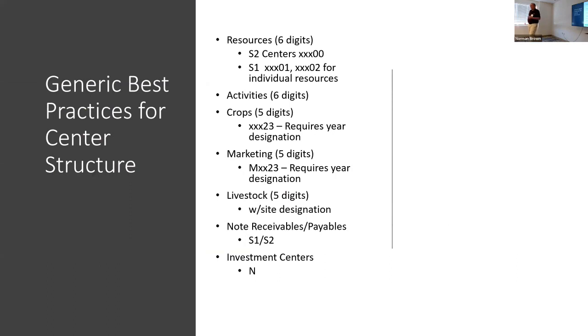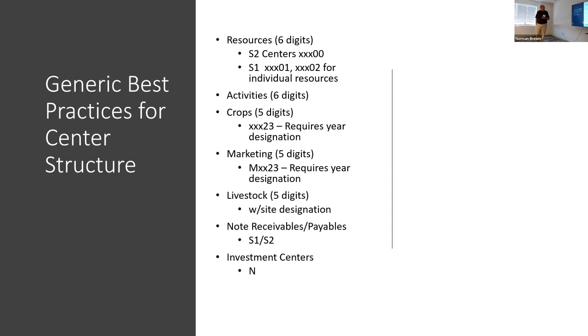Okay, I'm sure this question will come up, and I don't have a good answer, but what are the best practices for center codes and how we structure things? FBS allows up to 6 digits for center code. I would encourage the use of all 6 when we can.